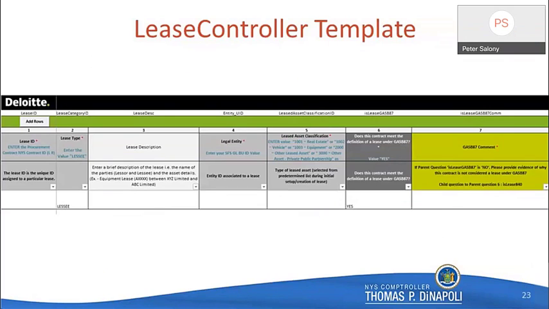Shown here is a portion of the LeaseController template for a lessee. There will be 3 different types of templates that will be provided: one for when the agency is a lessee, one for when the agency is a lessor, and one for any material lease modifications that may occur to a current lease. In these templates, you'll be asked a series of questions about the lease, including general information, lease terms, and rental payments, and asked to make a reasonably certain determination on any options or clauses that are included in the lease.